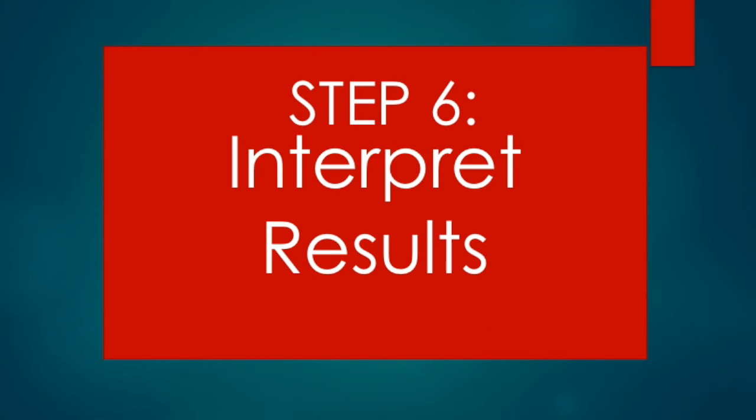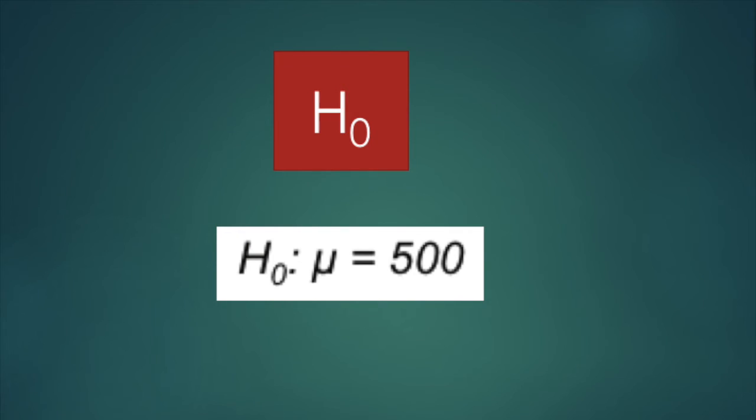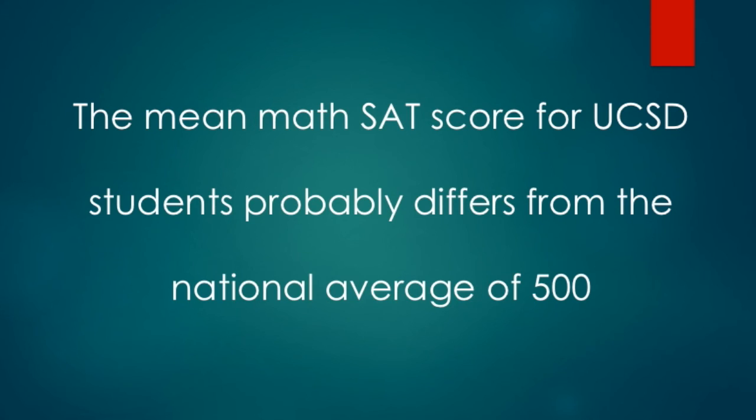We can now move on to step 6, interpreting the results. The null stated that there was going to be no change from the sample mean and the population mean. Since we rejected it, the final results would be that the mean SAT score for UCSD students probably does differ from the national average of 500.